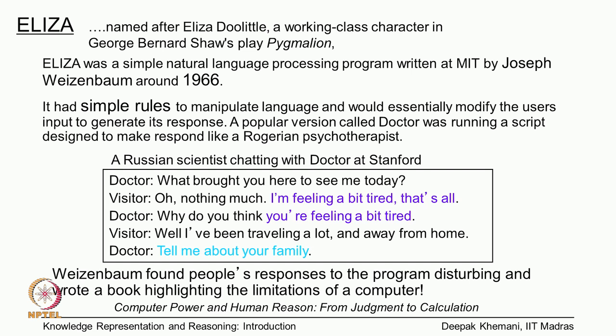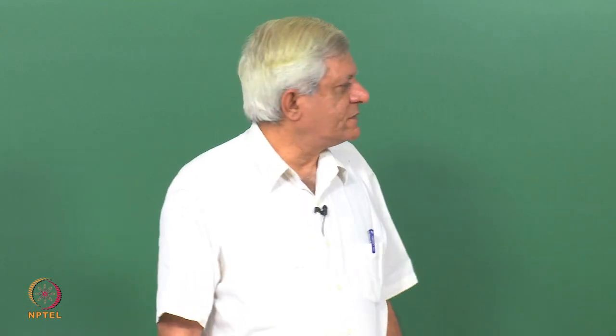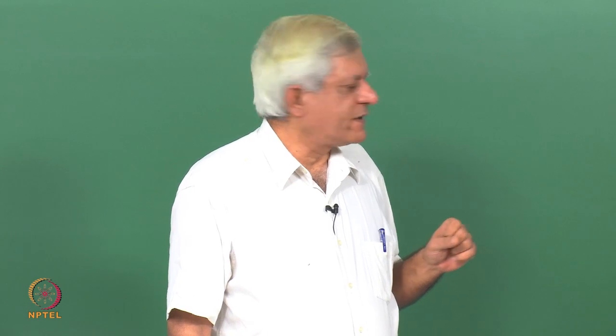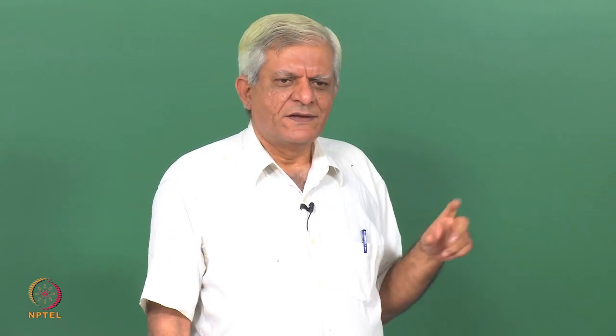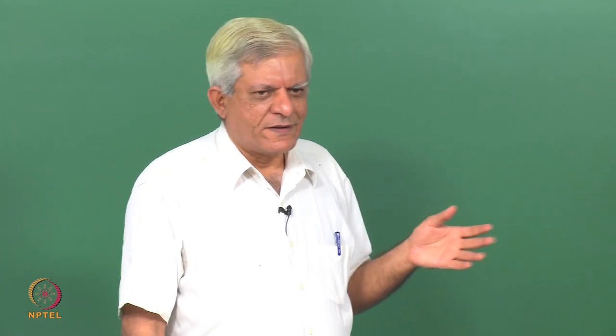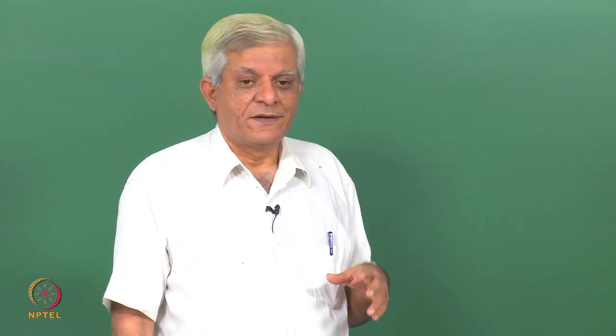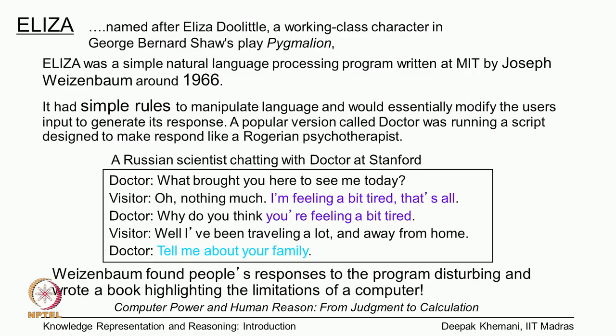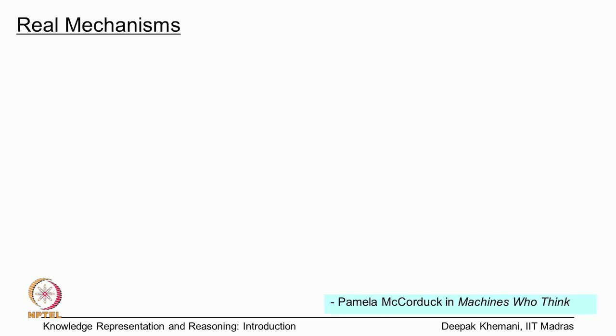Of course, human beings are very gullible, we tend to believe all kinds of things essentially. But Weizenbaum was so disturbed by people's responses. So, for example, his secretary would confide all her life's problems to the program, and she was aghast to know that Weizenbaum could read those responses. So, he eventually wrote a book which says that we should limit the powers of the computer essentially.